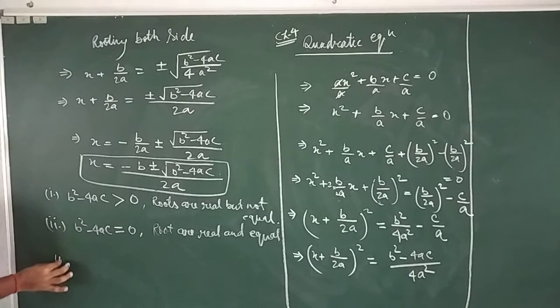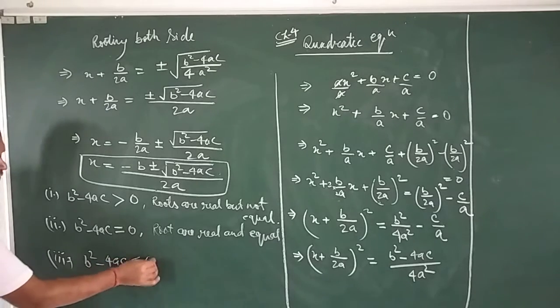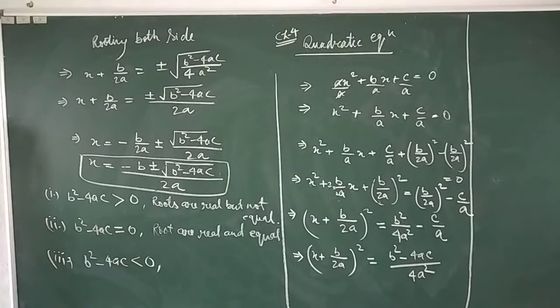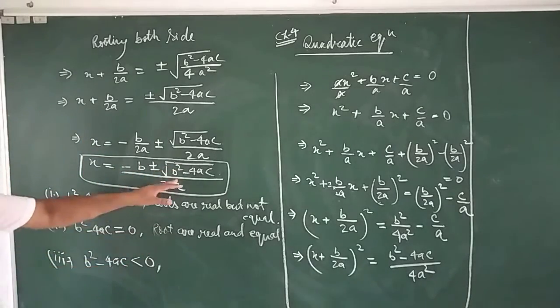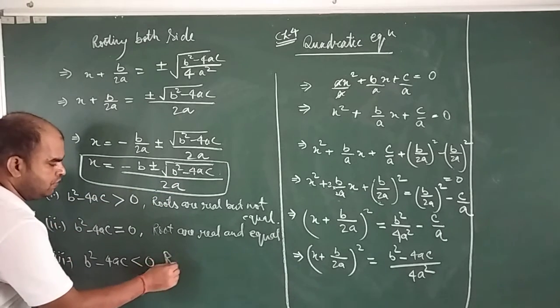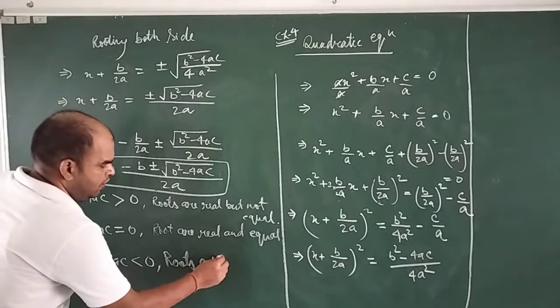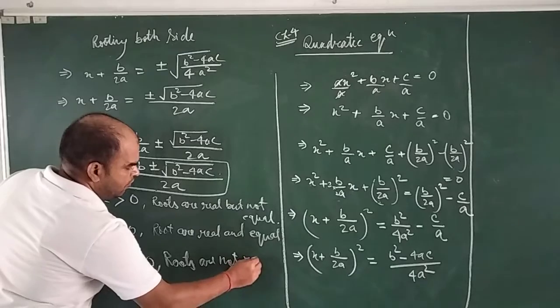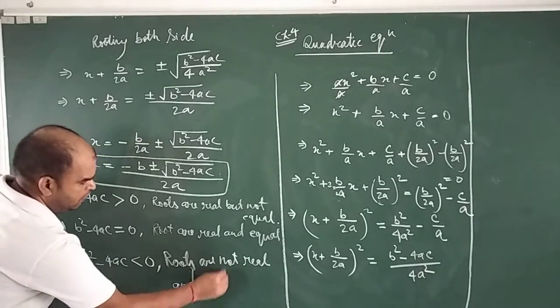And the third condition, if b square minus 4ac is less than 0. So in this condition you can see roots will not be real because under the root you will get a negative sign. Less than 0 means negative sign. And if this is less than 0, it means roots are not real.